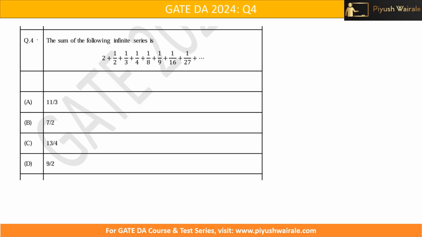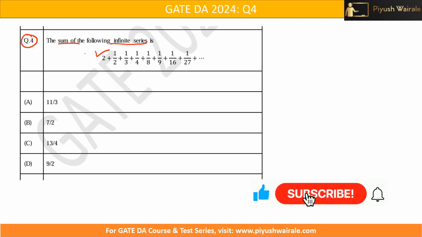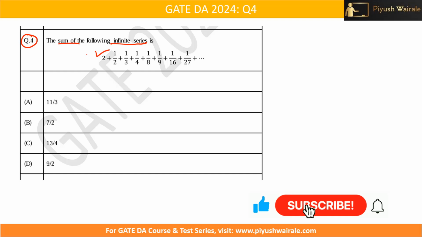Hello everyone. So in this particular video, we are going to discuss question number 4 of GATE DI24 exam. Now, in this question, we need to find out the sum of the following infinite series. So this particular infinite series is given to us and we need to find out the summation of this. So how to solve this type of question?